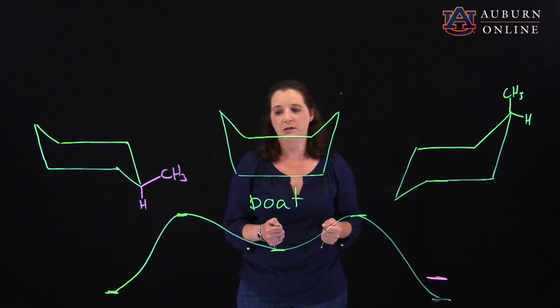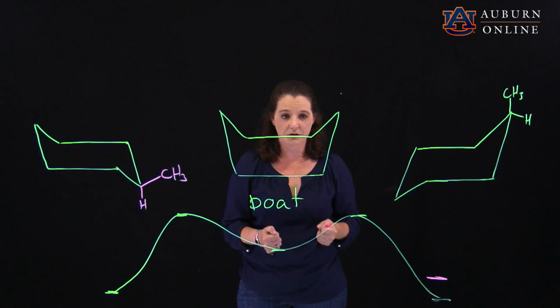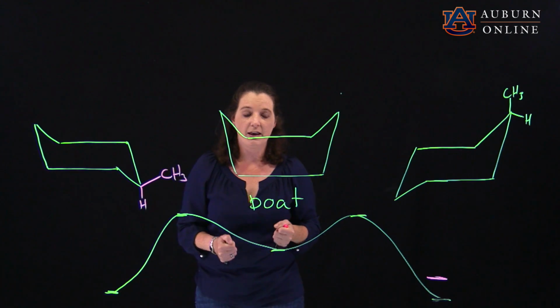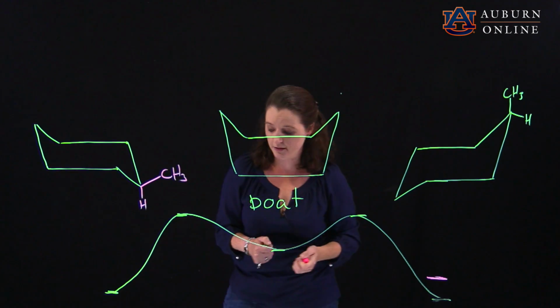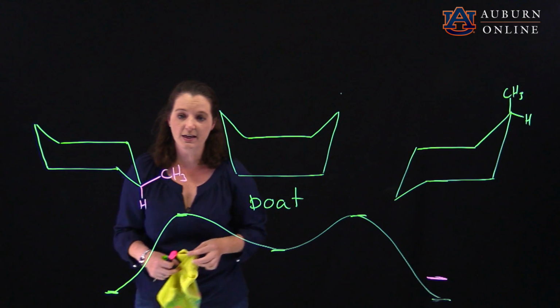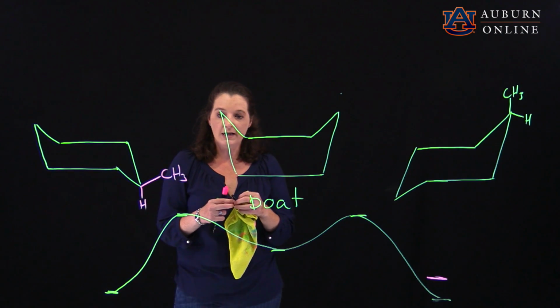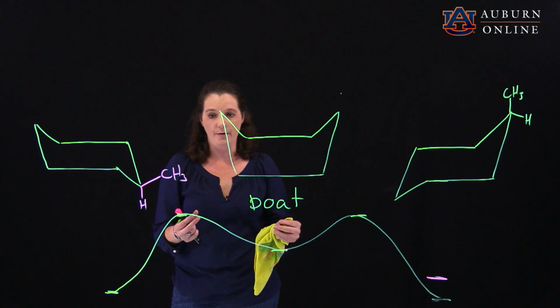We have one substituent on here. What if we want to put two substituents on here? All right. Now we have to think about them repelling each other. And remember, it's not necessarily the size of an individual atom, it's the volume of a molecule.